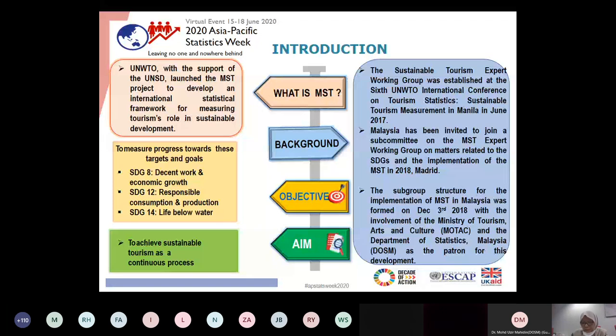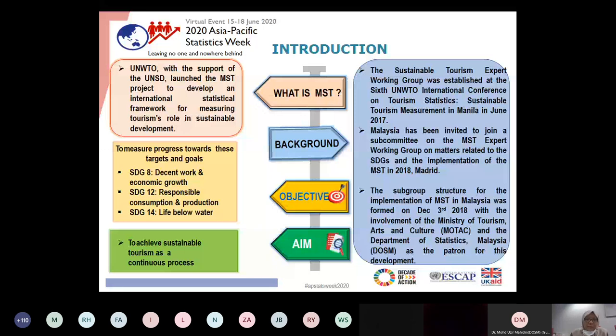Malaysia has been invited to join a subcommittee on the MST Expert Working Group on matters related to the SDGs and the implementation of the MST in 2018 Madrid. For the implementation of MST in Malaysia, the Department of Statistics Malaysia, DOSM, is the patron of this development and also involved the Ministry of Tourism, Arts and Culture, MOTAC Malaysia.